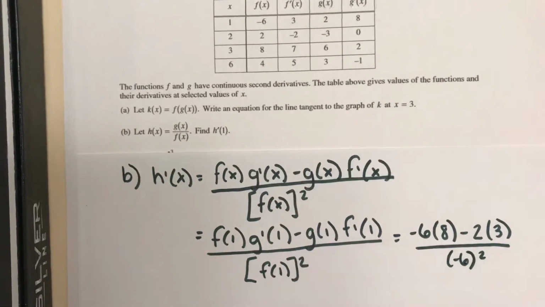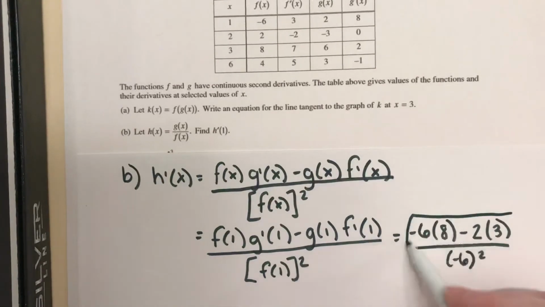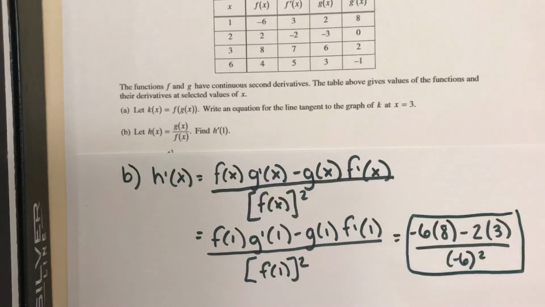Now you do not have to simplify, so at this point you can leave your answer just like this and you would get full credit. But if you want to simplify, that would be negative 48 minus 6, so negative 54 over 36. And that simplifies to negative 3 halves.